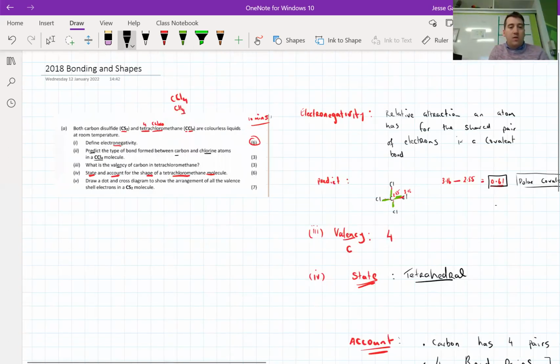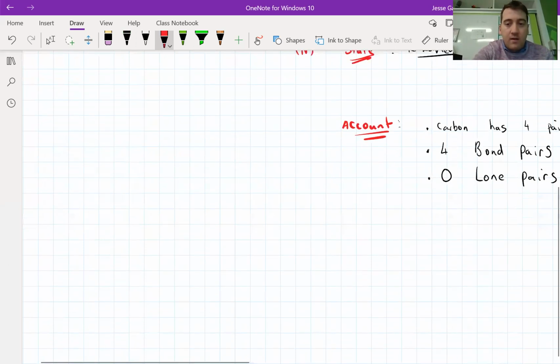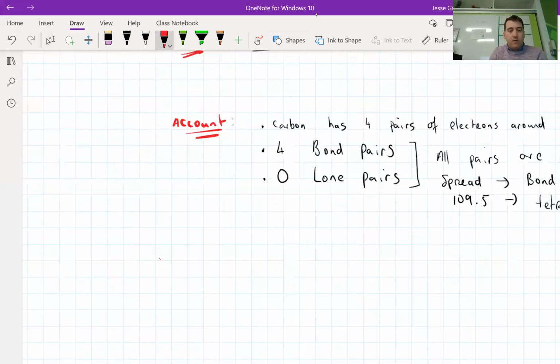Draw. So you're asked to draw a dot and cross diagram to show the arrangement of all the valence shell electrons in a CS2 molecule. Next bit. Last little bit here. It's part 5. And we're asked to draw. So that's the action word, what it wants us to do, draw, and it's CS2. We want to show all the valence electrons around it.